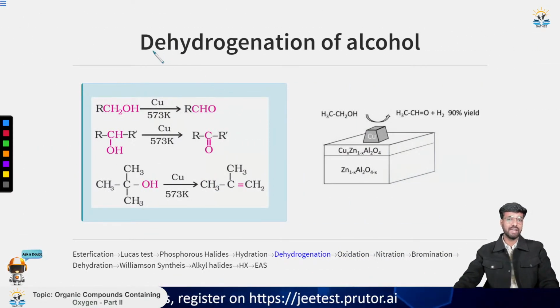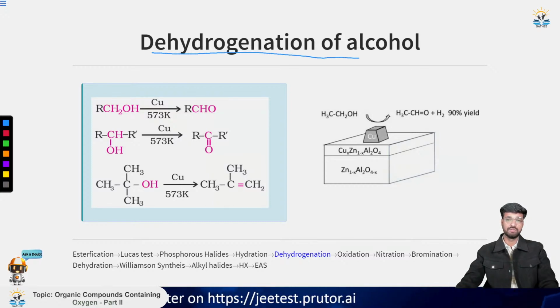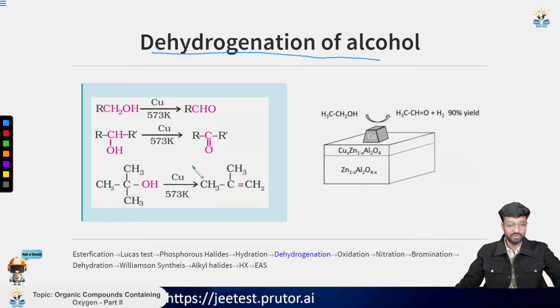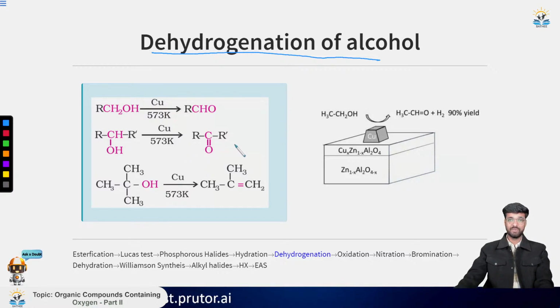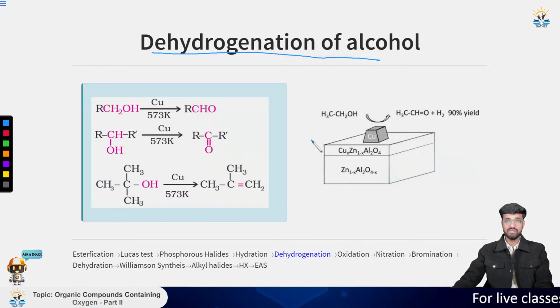Now next, dehydrogenation of alcohol. What is the difference between both of these reactions? In this reaction and that reaction, basically we are doing a kind of reduction also, and we are using copper here. So this is the reaction.